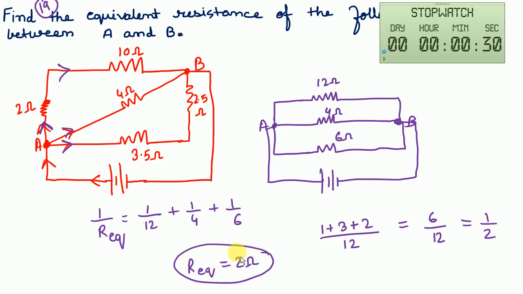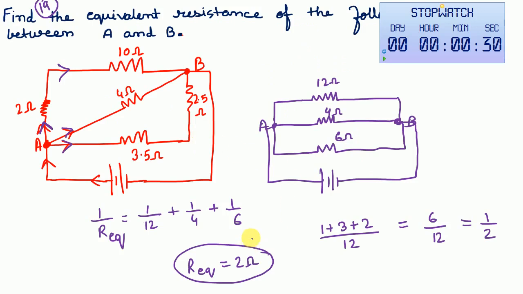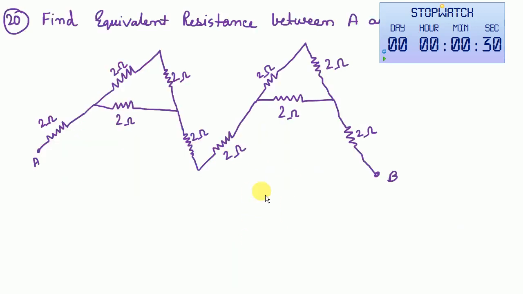Clear or not clear? Done? Okay. This is what this question is all about. Clear? Next. Find the equivalent resistance between A and B. The correct answer was 2 ohm in the previous question. Okay. Now find out the equivalent resistance between A and B. Timer is starting. 30 seconds.